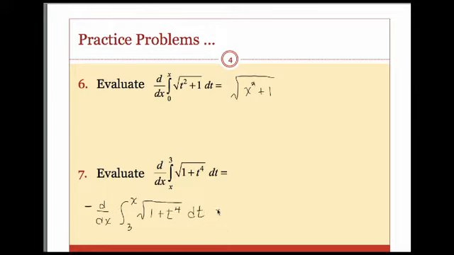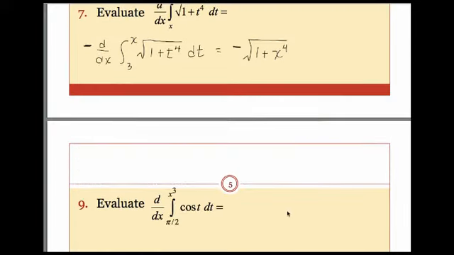Now you can go ahead and apply the second fundamental theorem, because now you have everything in the order you need it. Just don't forget this negative that you had out in the front. So now your answer is going to be negative the square root of 1 plus x to the 4th, and that's it. Pretty simple.